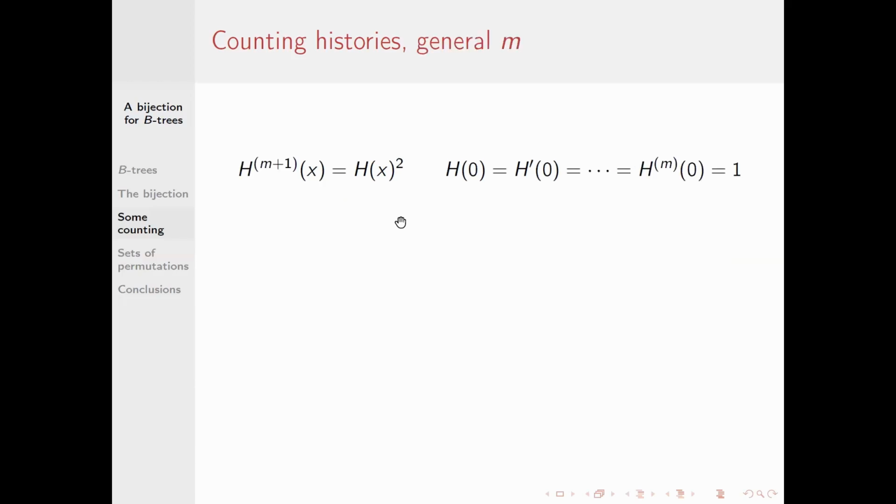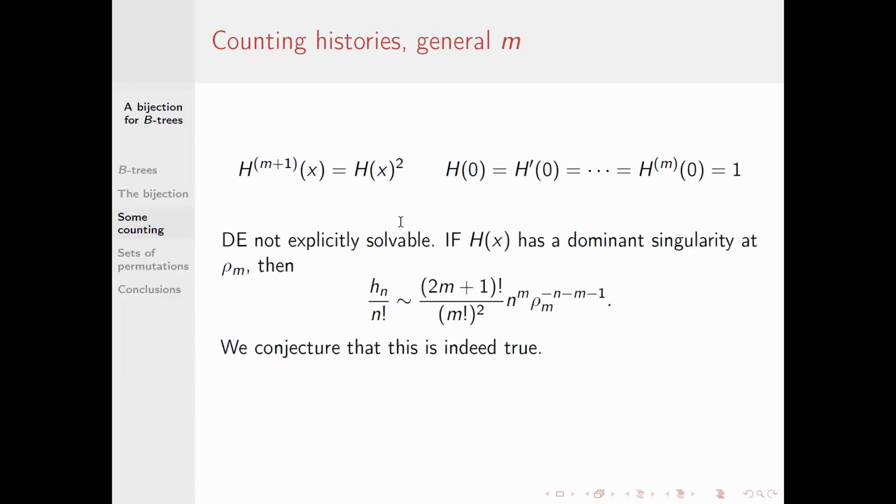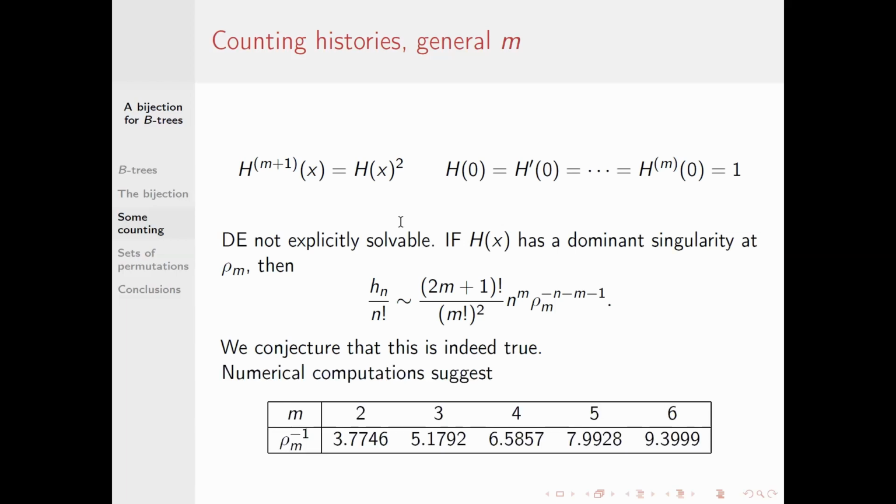So for general M, it's more complicated. So the differential equation isn't explicitly solvable anymore. However, if we assume that the same behavior happens, so we have a dominant singularity at some value rho m, then you would get this sort of asymptotics, and it's a conjecture in the paper that this is actually true. It's open. So yes, some numerical computations that Stefan did.